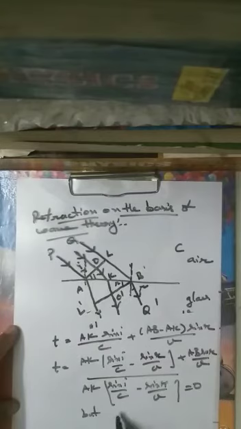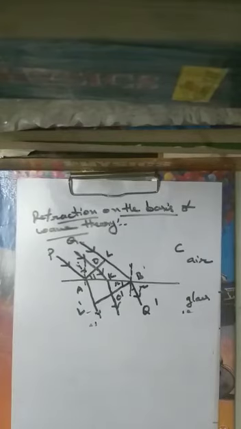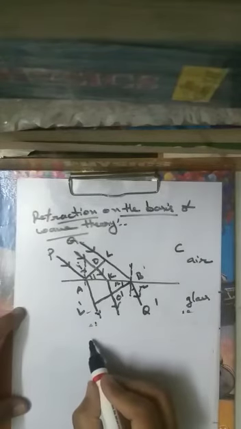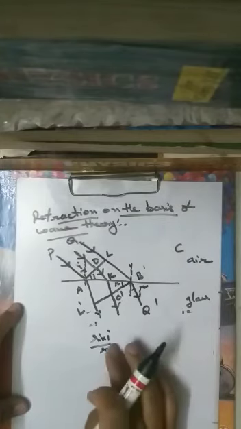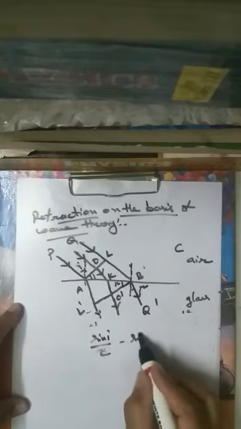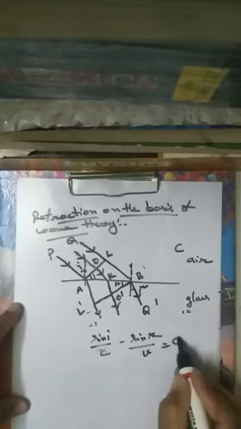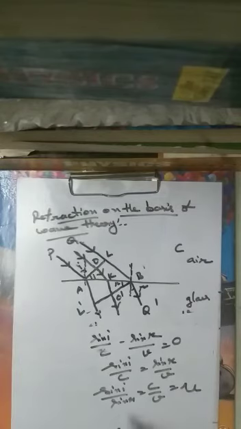But AK does not equal 0, hence sin I upon c minus sin R upon v is equal to 0. So sin I upon c is equal to sin R upon v, or sin I upon sin R is equal to c upon v, which is equal to a constant known as the refractive index. So this is Snell's law.